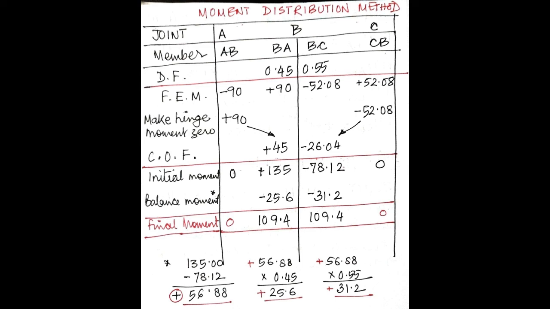So I repeat the last step. After finding the initial moment, you find the difference. The difference comes out to be positive in this case. So if we have to balance a positive moment, we have to give a negative value according to their distribution factor. So that's why we are putting minus 25.6 and minus 31.2. And finally, what is the answer? The final moment comes out to be 0 for AB. For BA it is 109.4, BC it is 109.4, and CB it is 0.